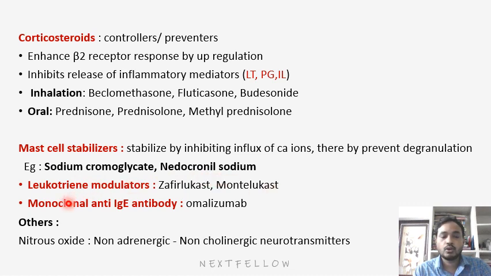Next group is the leukotriene modulators, zafirlukast and montelukast. They are prescribed mostly at night time. Next are antibodies, which are monoclonal antibodies. In this group we have omalizumab. Other group drugs are nitric oxide. Nitric oxide is also a bronchodilator. It is a non-adrenergic, non-cholinergic neurotransmitter, and it also causes bronchodilation, which is why it decreases asthma. But mostly we will not use it. We will use mainly beta 2 agonists, corticosteroids, and anticholinergic drugs. Among these, we can use leukotriene modulators for prophylaxis control.